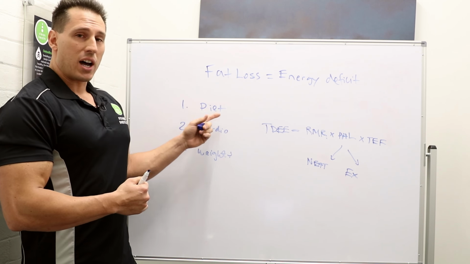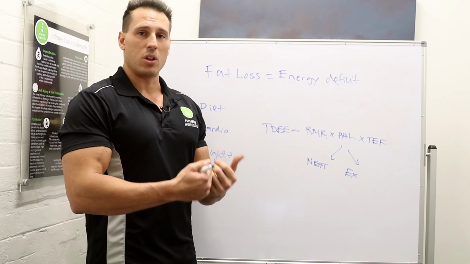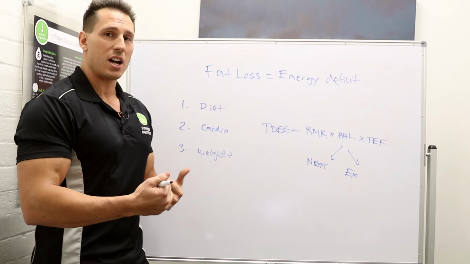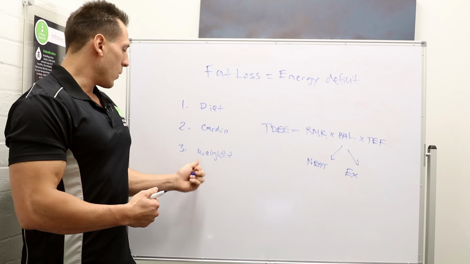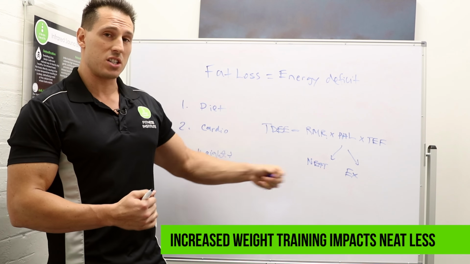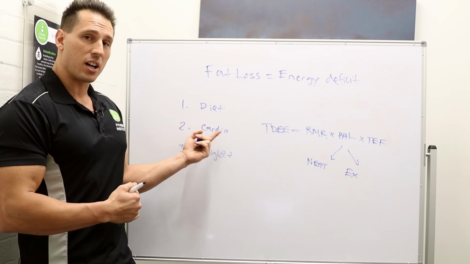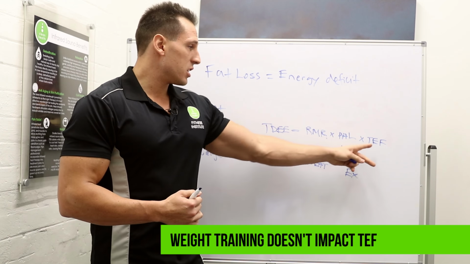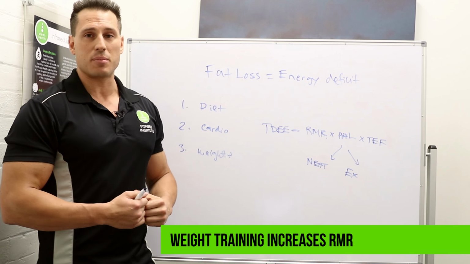Same thing with diet. If you lower calories too drastically, you're more likely to reduce NEAT. Your energy levels drop, you feel tired, you feel lethargic, you move around less. Weight training, on the other hand, has a much lesser impact on this. It doesn't reduce NEAT to the same degree as lowering calories or increasing cardio. Weight training doesn't impact TEF, and it actually increases your resting metabolic rate.